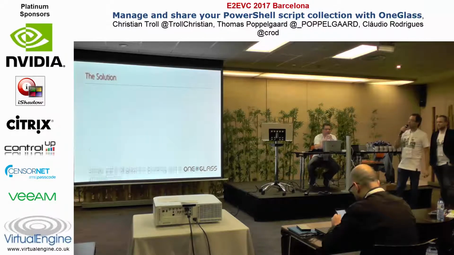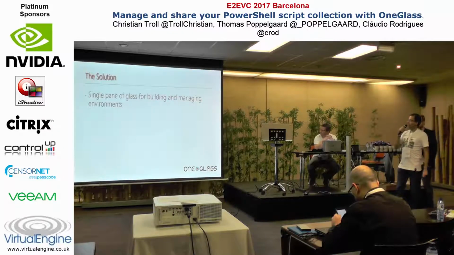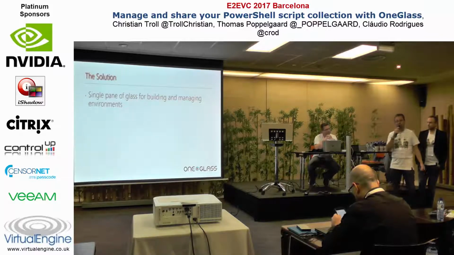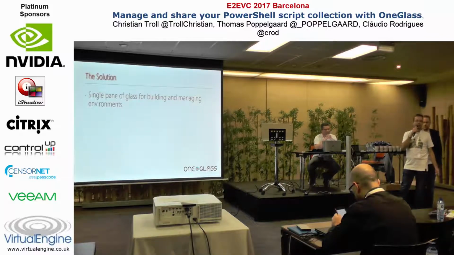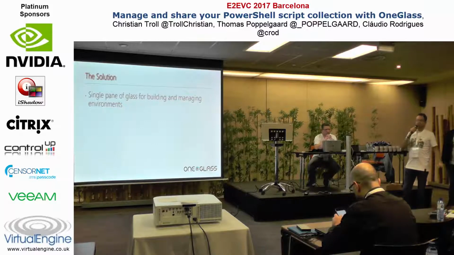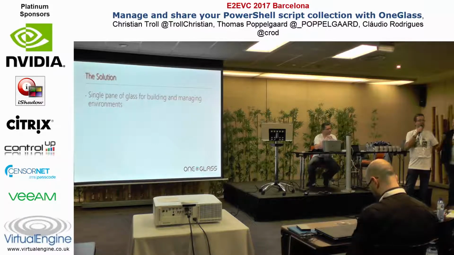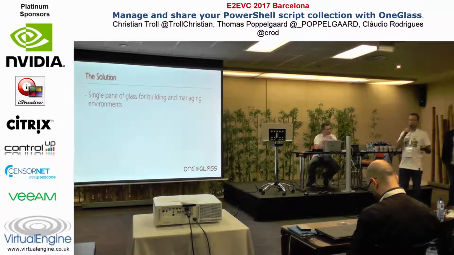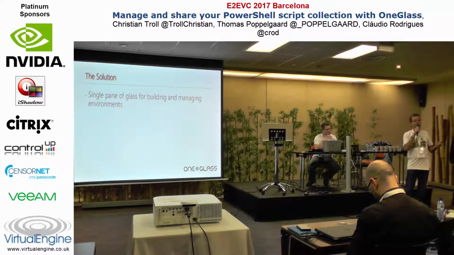So that's the problem. The solution is very simple. The goal with OneGlass was to build something that can build and manage environments regardless of what is behind. So if it's Hyper-V, or if it's ESX, or even the best of all, Xen Server, you have a single thing that can talk to all of them and does the exact same thing the same way over and over again. So if I'm creating a VM, I don't care what is behind it. I just say create me a VM, for example, or build me a Citrix environment, or build me an RDS environment. So that's the nice thing.